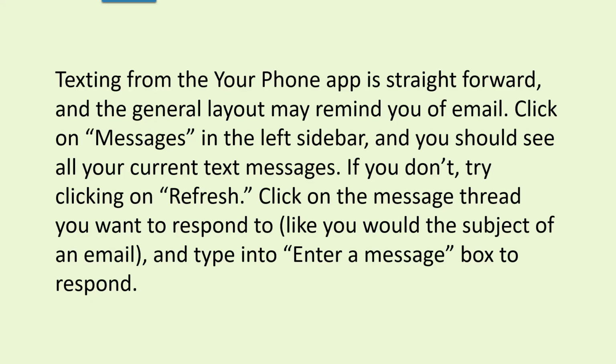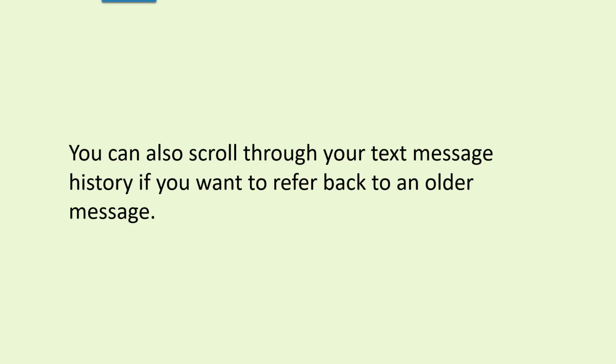Texting from the Your Phone app is straightforward, and the general layout may remind you of email. Click on Messages in the left sidebar, and you should see all of your current text messages. If you don't, try clicking Refresh. Click on the message thread you want to respond to, like you would the subject of an email, and type into the Enter a Message box to respond. You can also scroll through your text message history if you want to refer back to an older message.